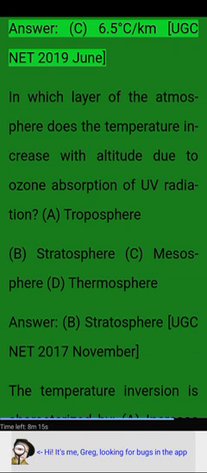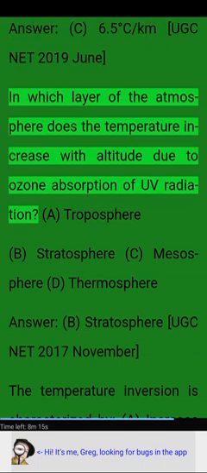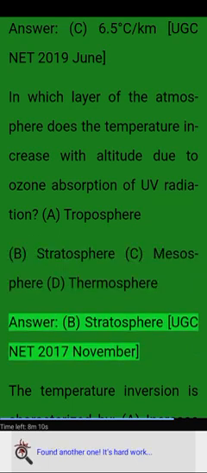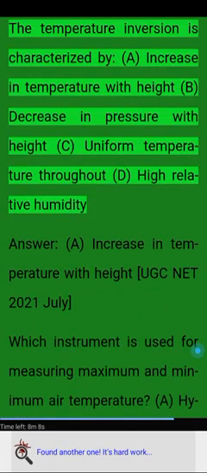UGC NET 2019 June. In which layer of the atmosphere does the temperature increase with altitude due to ozone absorption of UV radiation? A. Troposphere. B. Stratosphere. C. Mesosphere. D. Thermosphere. Answer: B. Stratosphere.